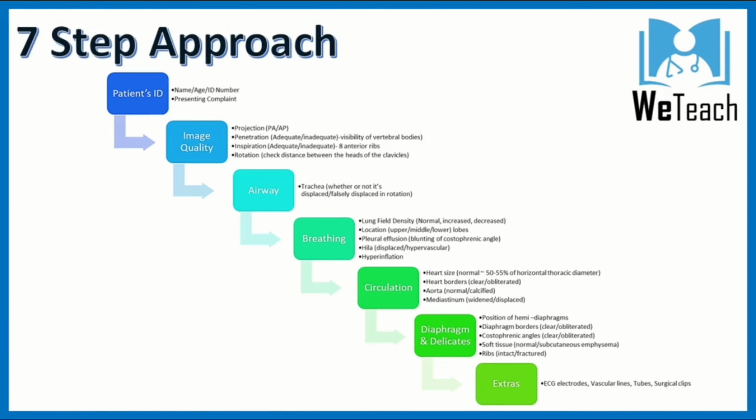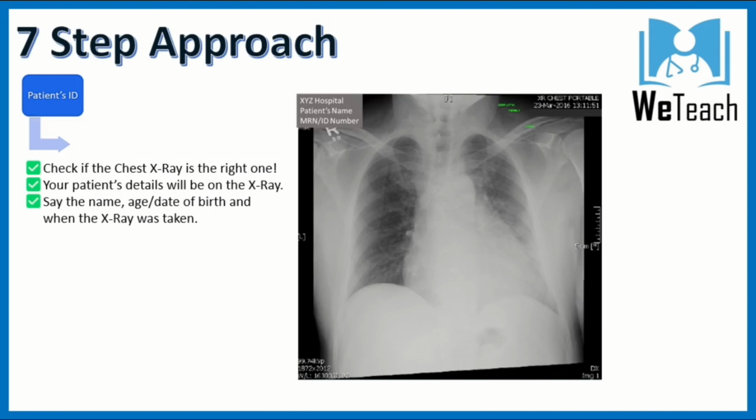We will be using the 7-step approach to interpret a chest x-ray. Firstly, we'd like to check the patient's ID. We need to make sure that we are interpreting the correct chest x-ray. So we'll have to check the chest x-ray if it is the right one. Your patient's details will be mentioned on the x-ray. While you're presenting to your attending or to your professor, you will need to make sure to say the name of the patient, their age or date of birth, and when the chest x-ray was taken.